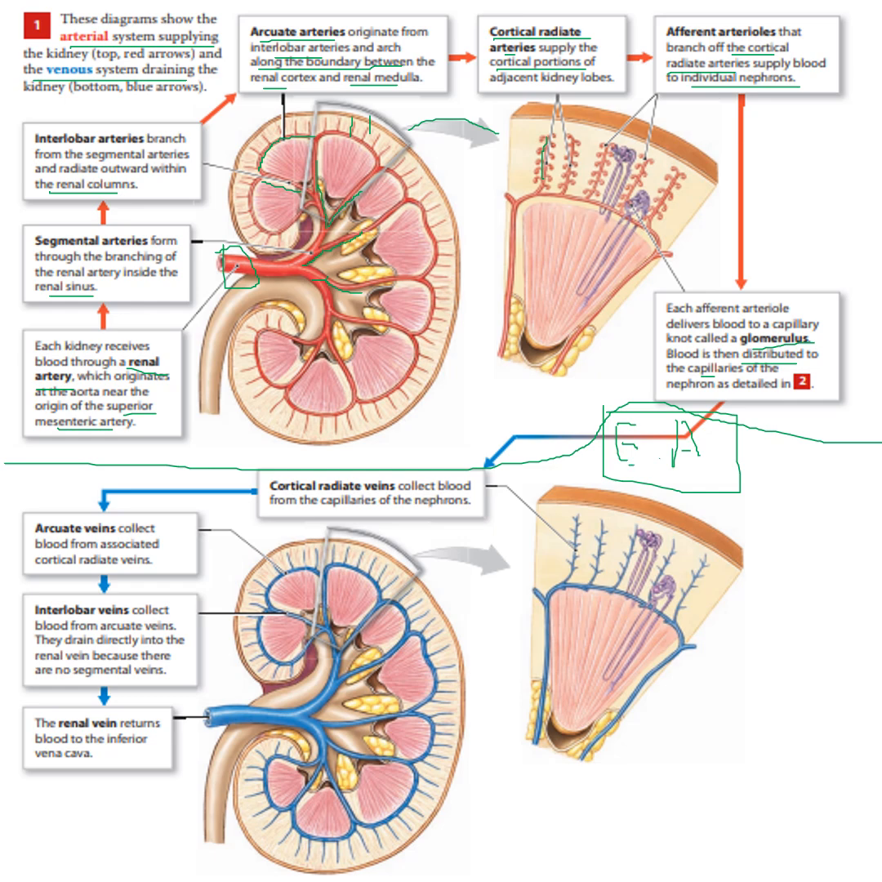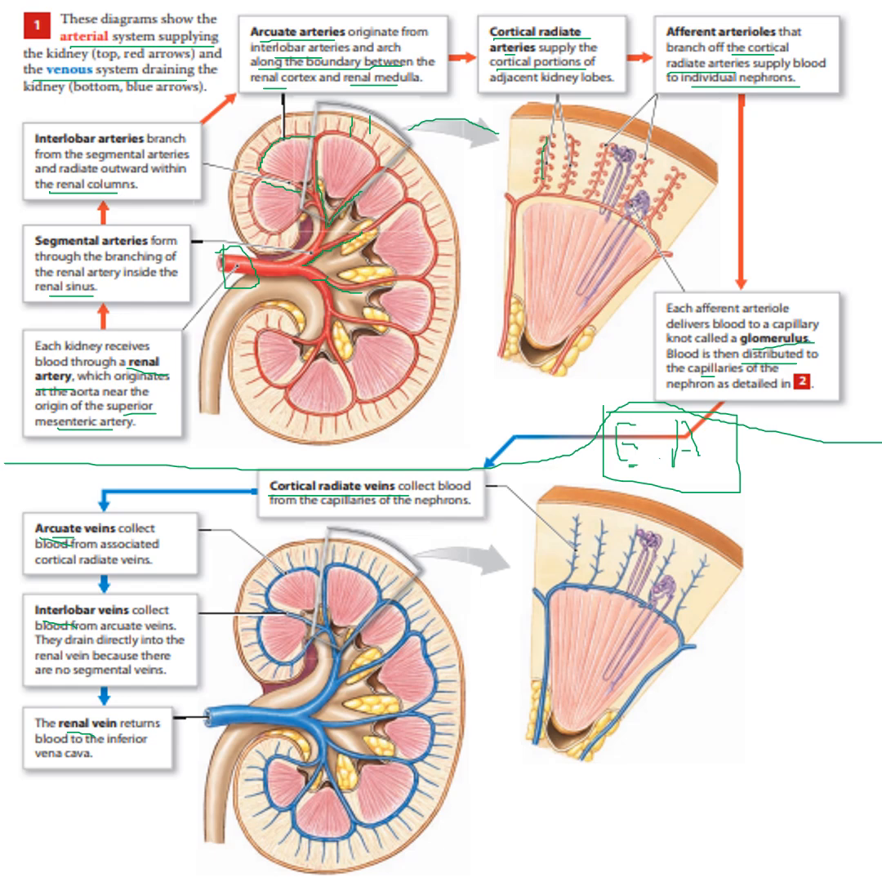So, from the efferent arteriole, which means carrying blood outside, and that's the efferent artery, which gives rise to the cortical radiating veins that collect blood. It follows the same pattern as the arterial system: cortical radiating arteries, arcuate veins, interlobar veins, and the renal veins.